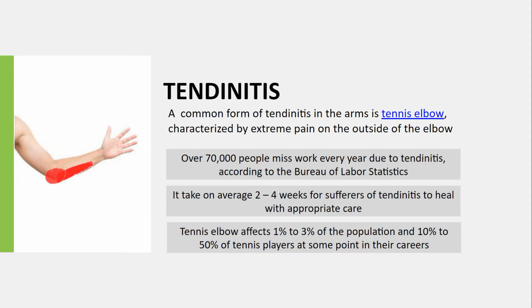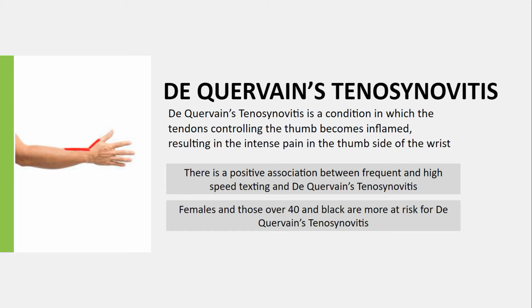De Quervain's tenosynovitis is a condition in which the tendons controlling the thumb become inflamed, resulting in intense pain in the thumb side of the wrist. There is a positive association between frequent and high-speed texting and developing De Quervain's tenosynovitis.